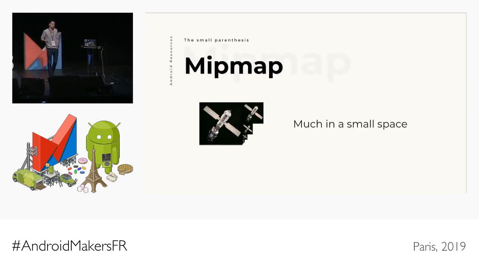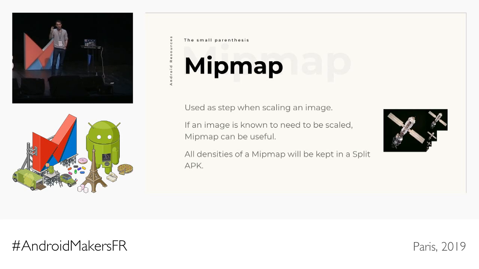So what is a MIPMAP? Just to know what it is, it comes from multum in parvo, much in small space, and the map comes from bitmap. And it's used when you downscale. Instead of taking the highest density version, it will take anything that is below, the closest to the target density, and will scale down from this density. So if you happen to need a scaled image in your application, you can use a MIPMAP. You don't have any confidence that the renderer will actually use a MIPMAP to downscale, but at least it gives the opportunity to do it.